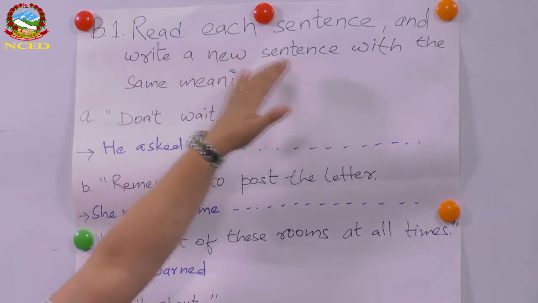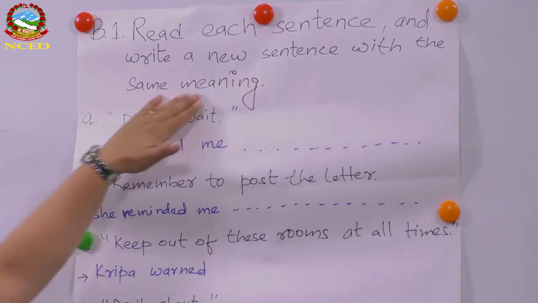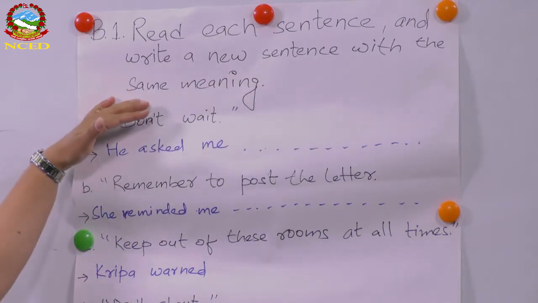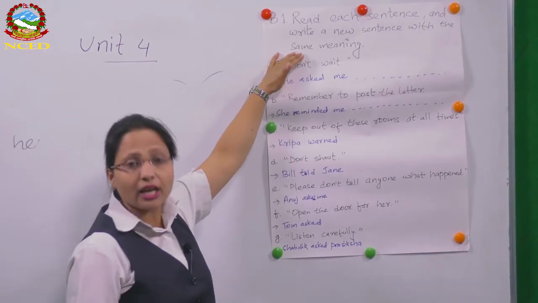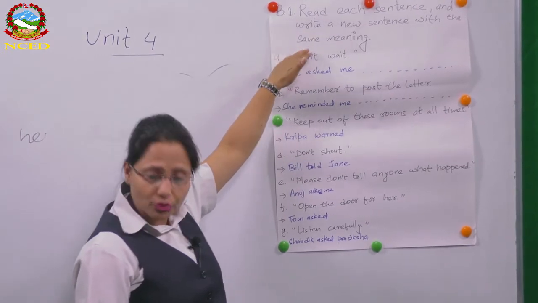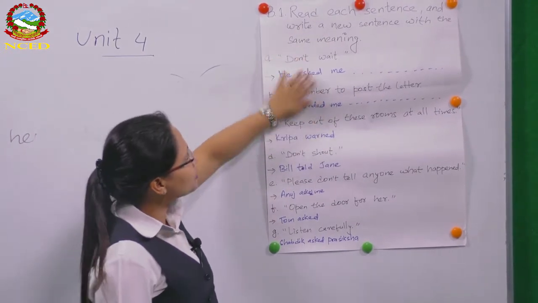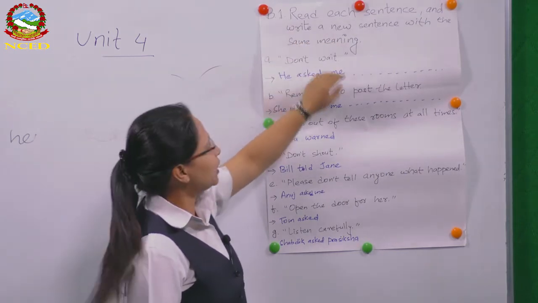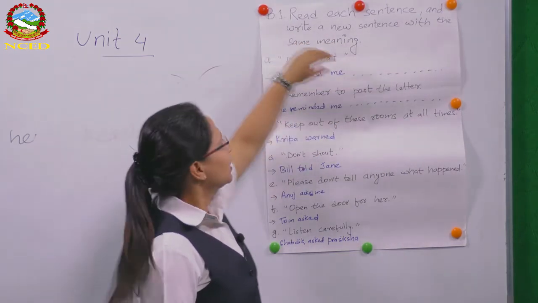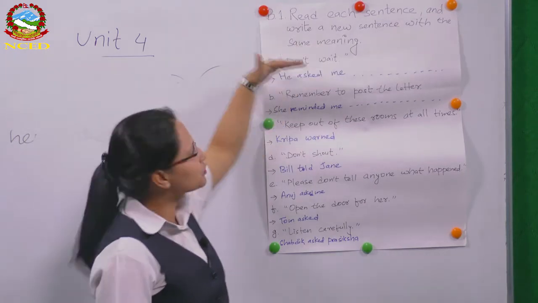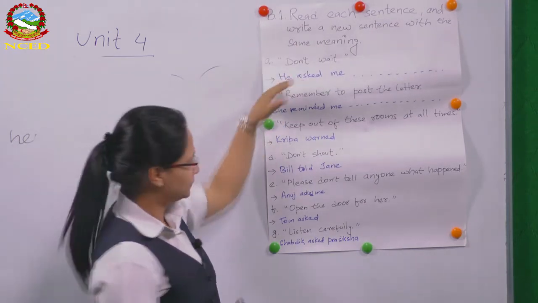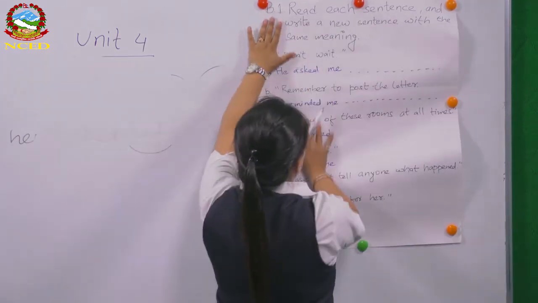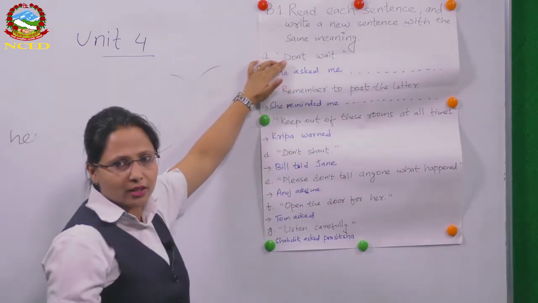Read each sentence and write a new sentence with the same meaning. The instruction is not very clear here, but what you have to do is, you have to change the sentences which are in direct speech here into indirect speech. The commands are given here, you have to report these commands, okay?